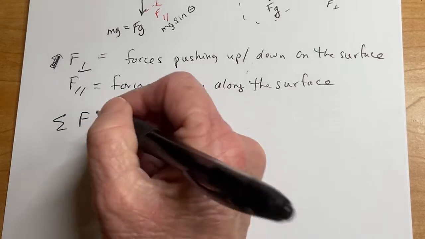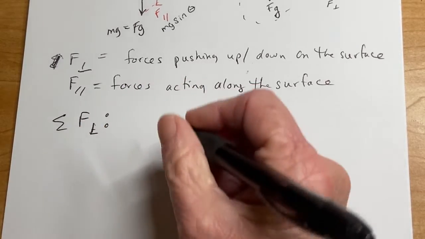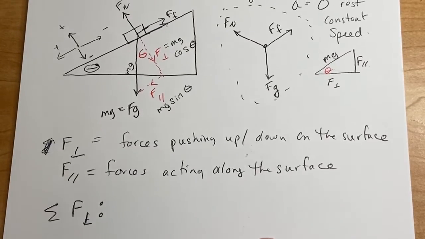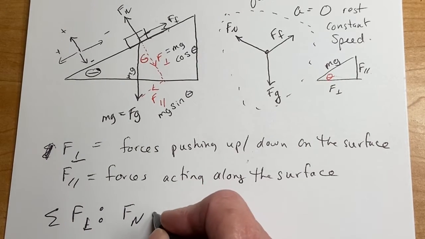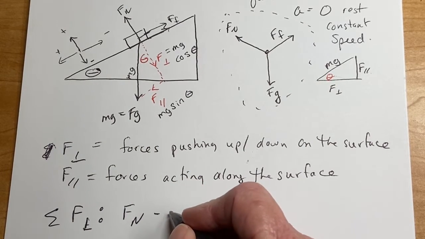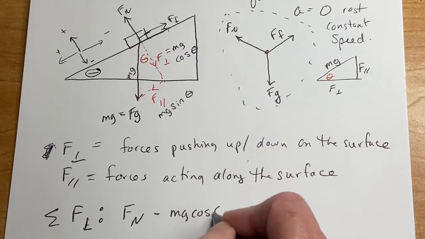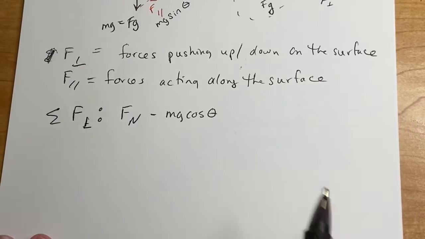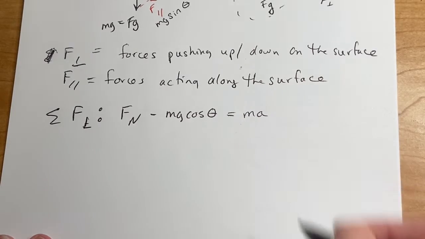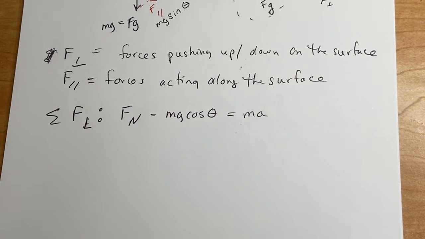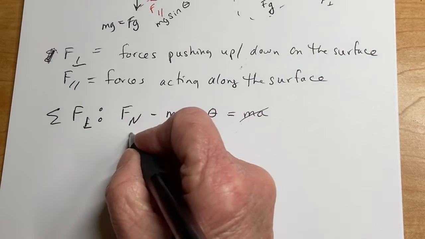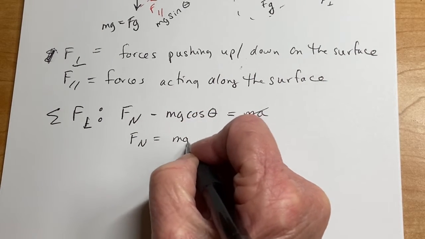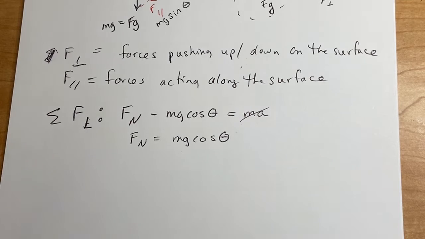So summation of F perpendicular. If I go to my picture, perpendicular, I have F normal, which is up, minus F perpendicular, which is mg cosine theta. And remember, everything equals ma. You're going to find in every one of these, unless the thing's flying off the ramp, perpendicular is always going to be 0, and we end up getting F normal equals mg cosine theta. Plain and simple, don't overthink that.